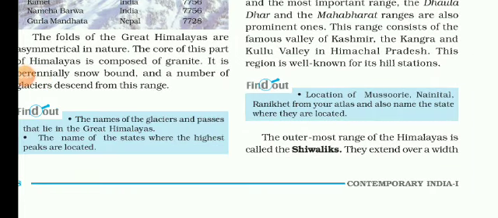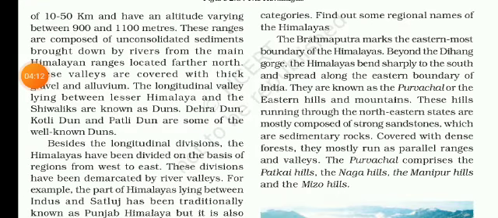Third parallel range is Sivalik. This is the outermost range of the Himalayas with height varying between 900 meters to 1100 meters. The average width is 10 kilometers to 50 kilometers. They are composed of coarse sediments brought down by rivers from the main Himalayan ranges. These valleys are covered with thick gravel and alluvium.